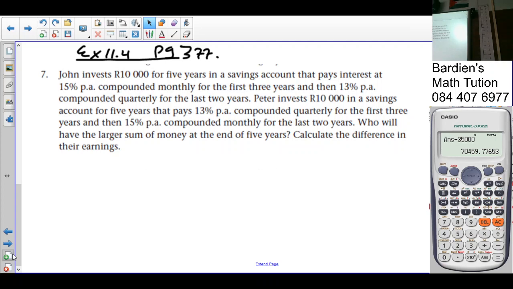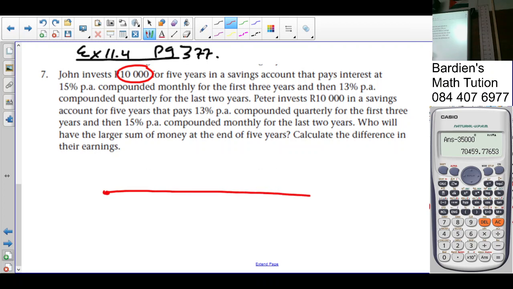John invests 10,000 rand for 5 years. So this is your P value now. Again, a timeline. John invests 10,000 rand for 5 years in a savings account that pays an interest of 15% per annum compounded quarterly for the first 3 years.